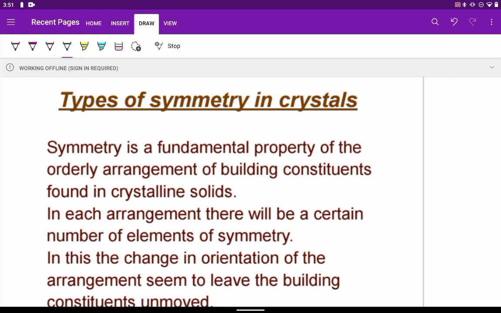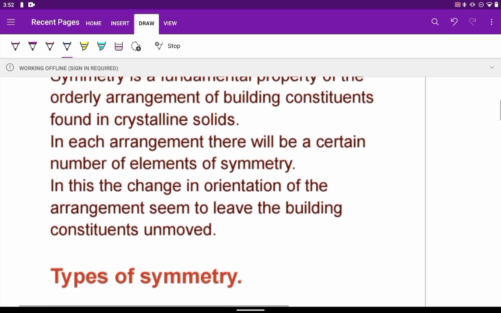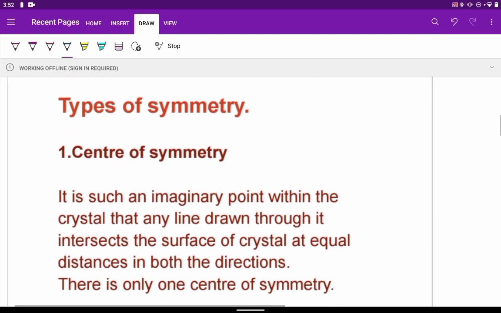That is, if we change the orientation of the arrangement, the building constituents remain unmoved, which means there is no change in the appearance. If we do not find any change in the appearance, then we say that it is an element of symmetry. We are rotating the crystal in such a way that the apparent appearance does not seem to change. The orientation of the arrangement seems to be as it is. There is no change apparently. Now, for any crystal, we find some types of symmetry.